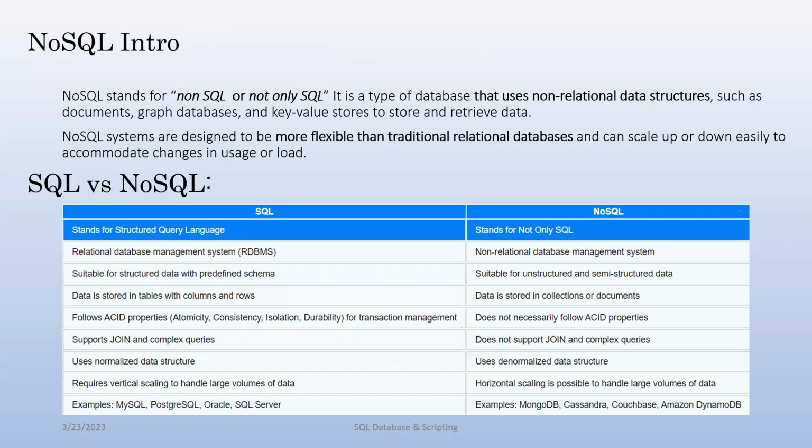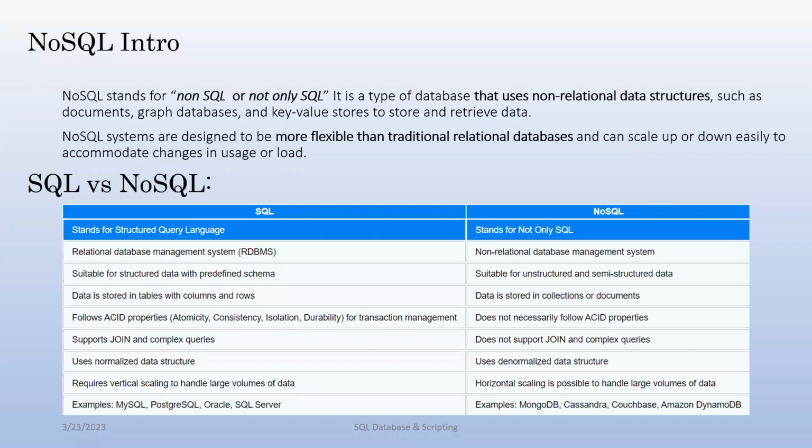Whatever we are saying about SQL is based on the RDBMS concept. Nowadays NoSQL is booming. NoSQL is nothing but non-SQL, or not only SQL. It is a type of database that uses non-relational data structures. Actually, we have discussed that RDBMS is the structured one, in tabular form. But this is non-relational. There is no relationship between the data structures. They are organized by database object, such as document, graph database, and key-value. So these kinds of things we can achieve in NoSQL.